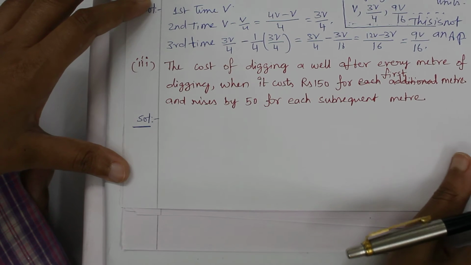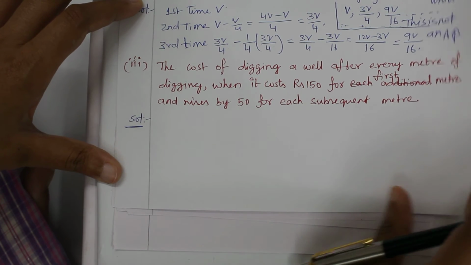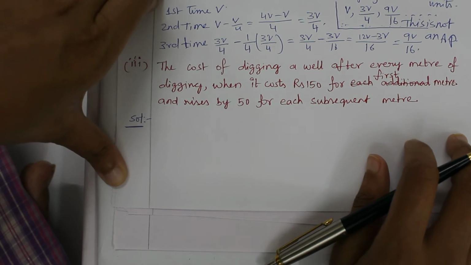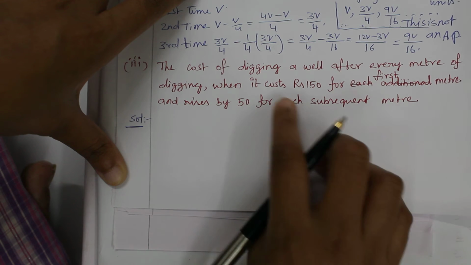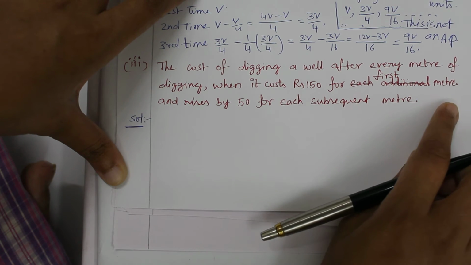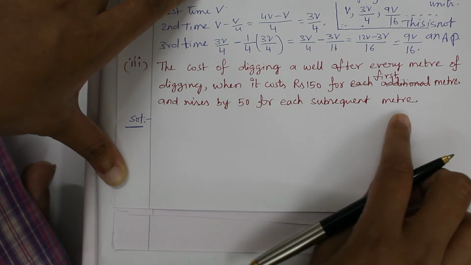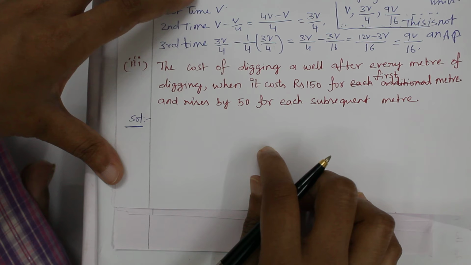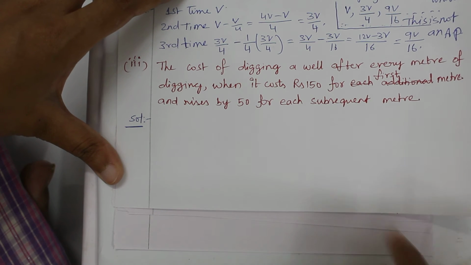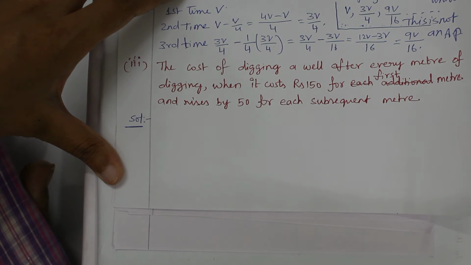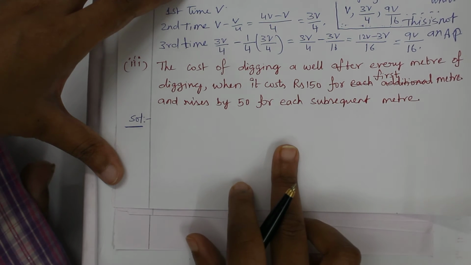Now let's move to the third question. The cost of digging a well after every meter of digging when it costs rupees 150 for the first meter and rises by rupees 50 for each subsequent meter. This is similar to the first question we have solved. We have solved the taxi fare problem, right? The fare is rupees 15 in the beginning, and it keeps increasing by rupees 8 for each additional kilometer. Even this problem is similar to that problem.